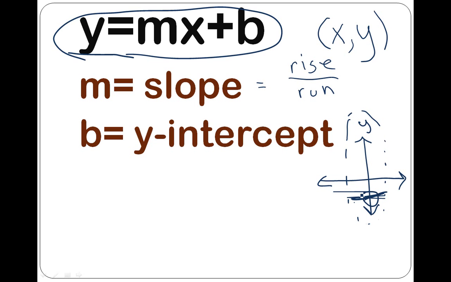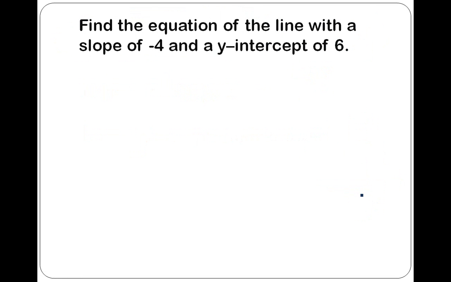Okay, so we're going to see several scenarios in this recording, being given different pieces of information and using that information to come up with an equation. I'm going to start here. Find the equation of the line with a slope of -4 and a y-intercept of 6.